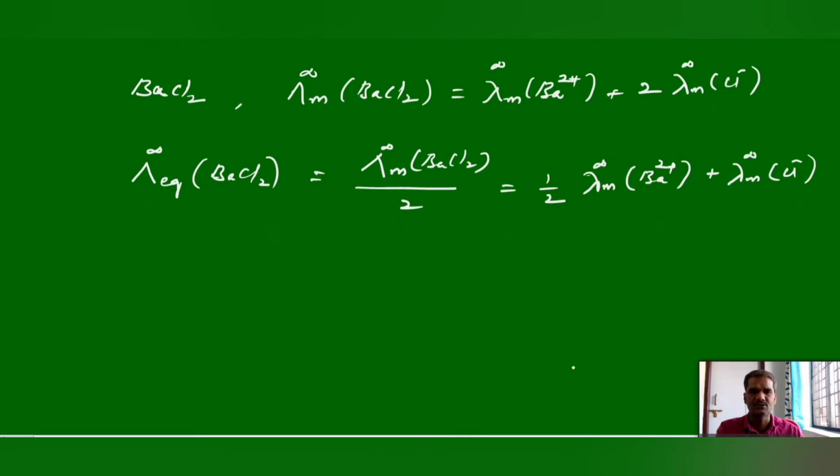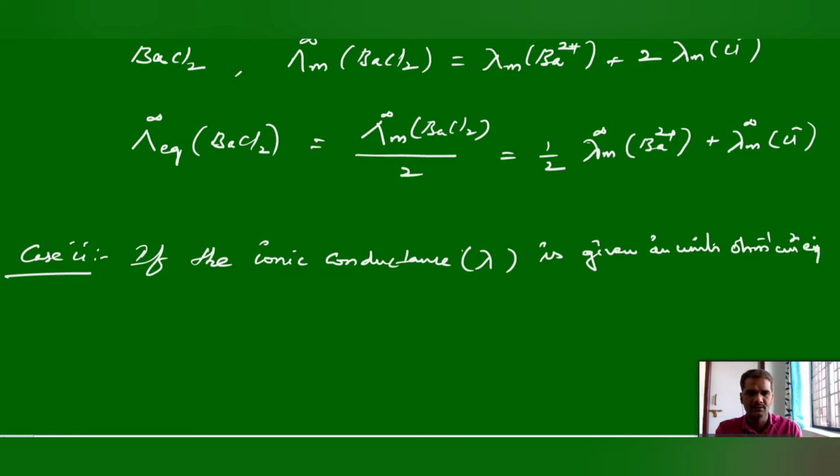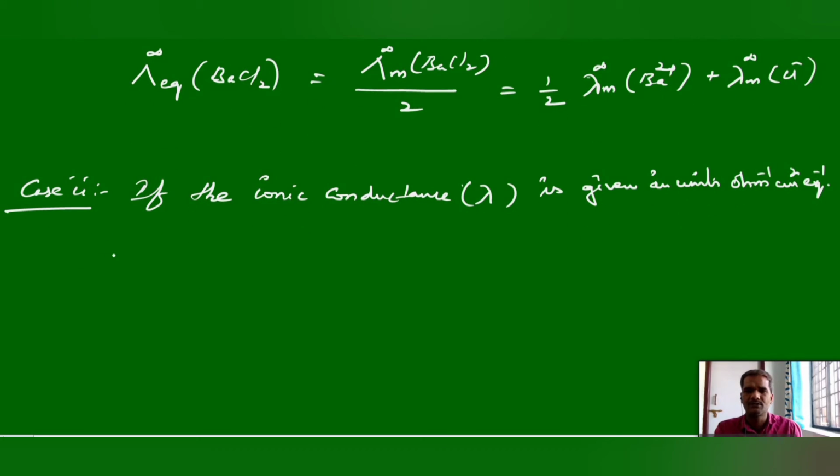In the second case, case 2, if the ionic conductance lambda is given in units ohm inverse centimeter square equivalent inverse, then let us take the same example, H2SO4. And this is lambda. Now the units are ohm inverse centimeter square equivalent inverse, nothing but the equivalent ionic mobility.